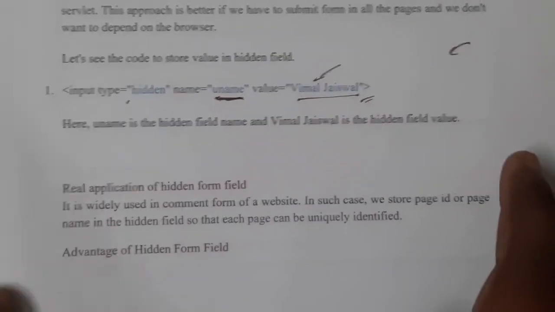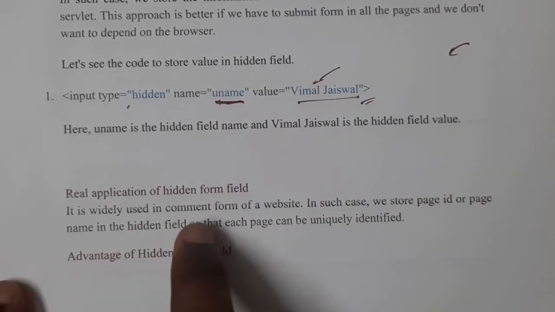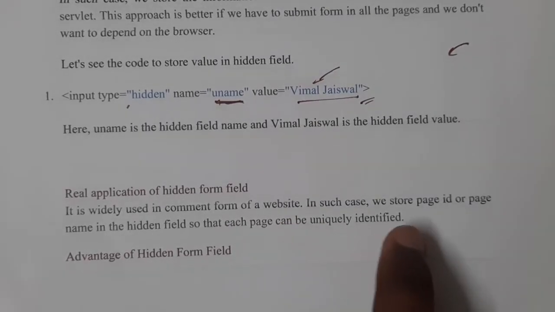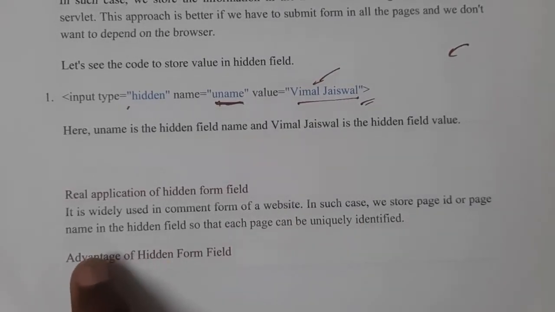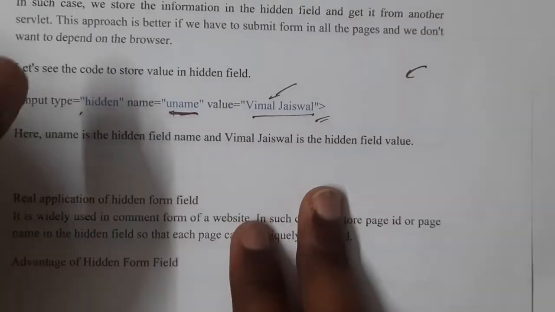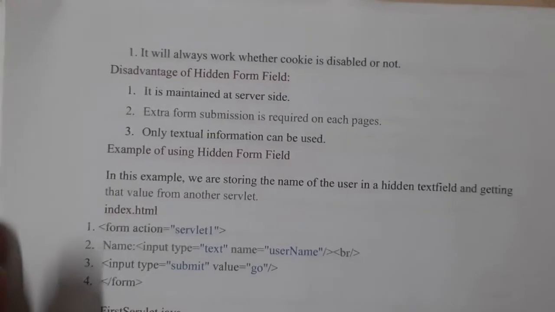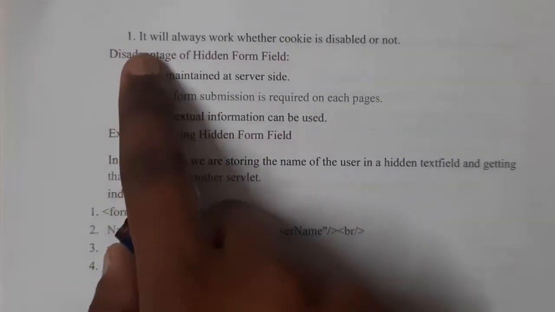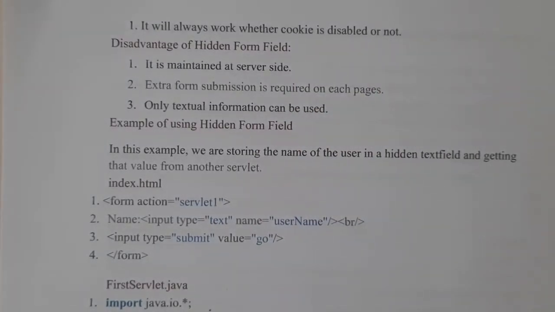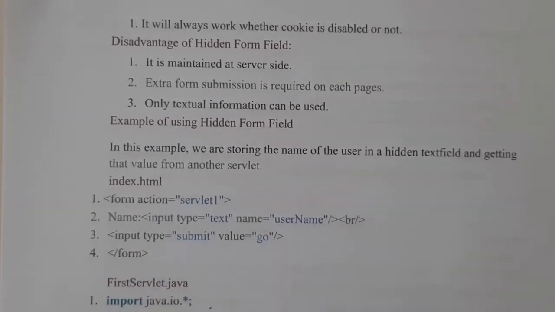A real-time application of this is that it is widely used in the comment form of a website. In such cases we store the page id or page name in the hidden field so that pages can be uniquely identified. The major advantage is that it will always work whether cookies are disabled or enabled. The drawback of cookies is that if they are disabled, your website cannot create cookies as the browser is not allowing it.